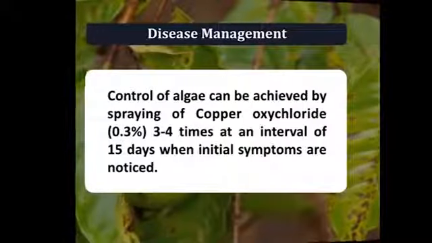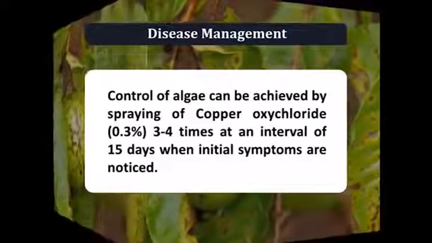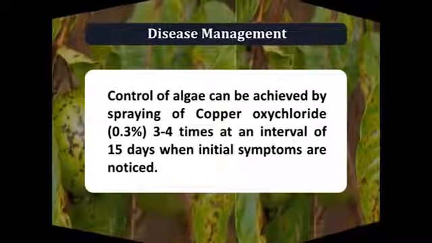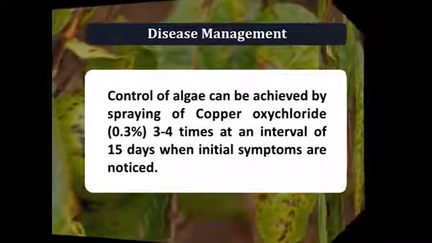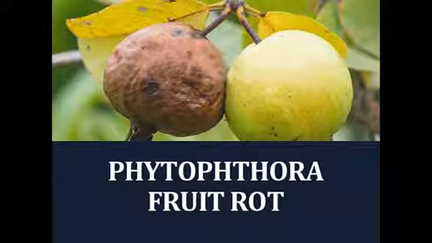Now let's see how to manage the disease. Control of algae can be achieved by spraying copper oxychloride at the rate of 0.3%, 3 to 4 times at an interval of 15 days when initial symptoms are noted. Next important disease is Phytophthora fruit rot.